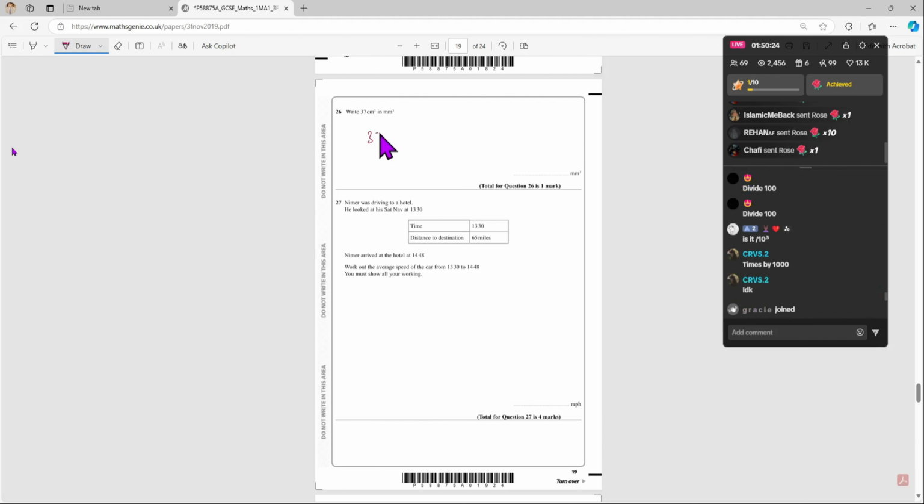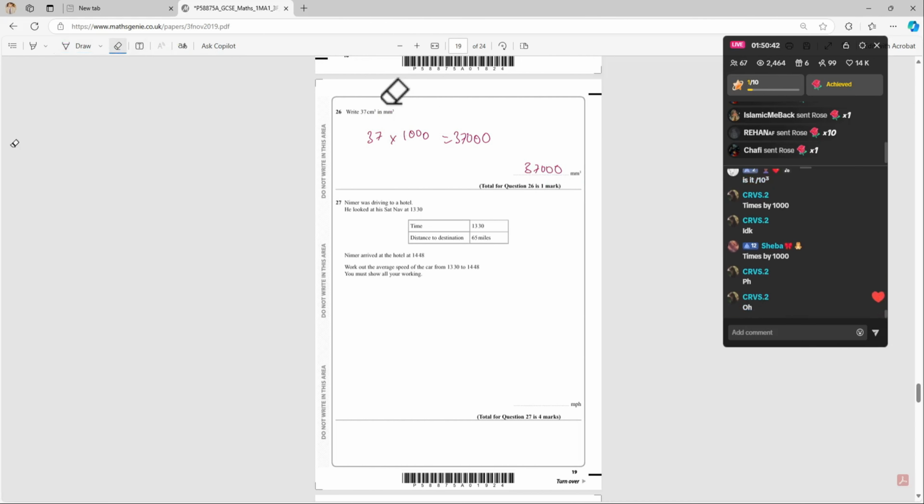So you just do 37 times by 1,000 to get 37,000 millimetres cubed. I think a trick to do this is because you know that there's a cube sign, so there's going to be 1,000. So you just multiply it together, so you're going to get 37,000. So well done, guys, for getting it correct.